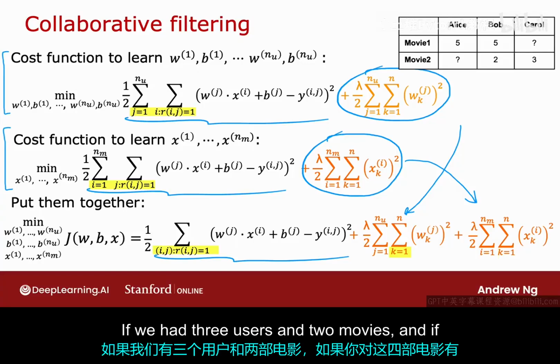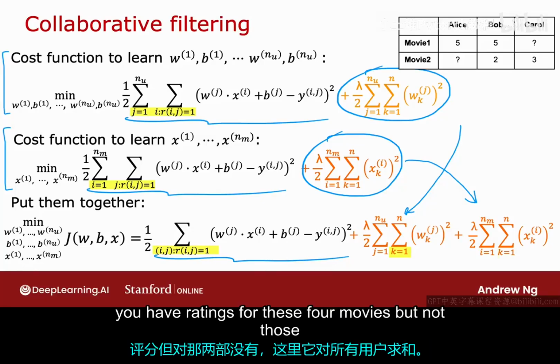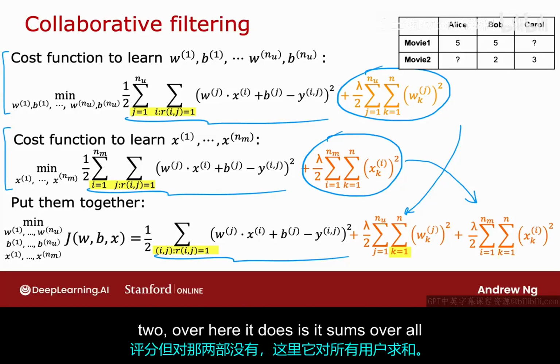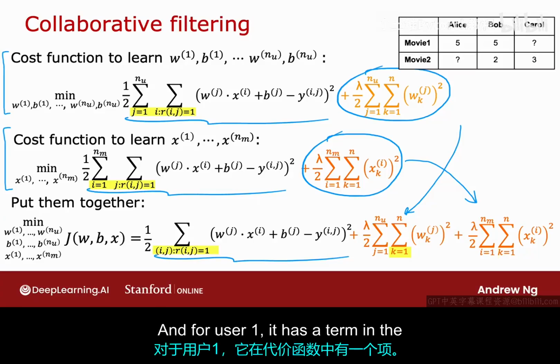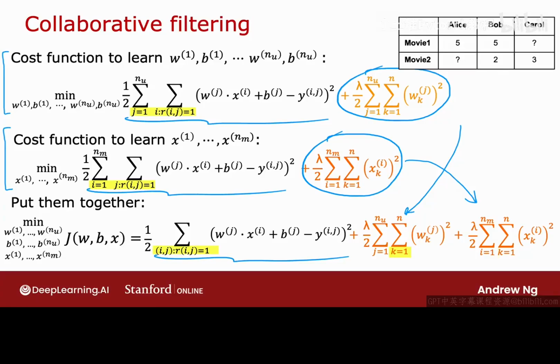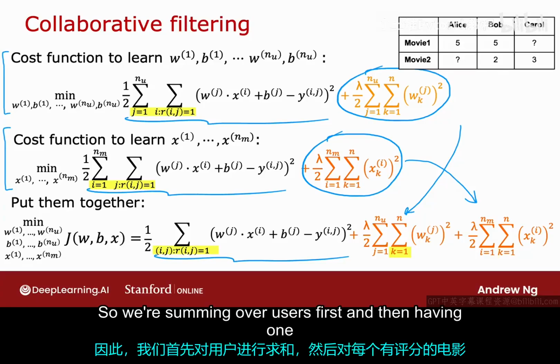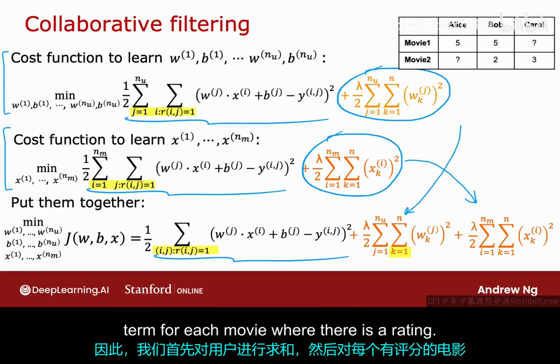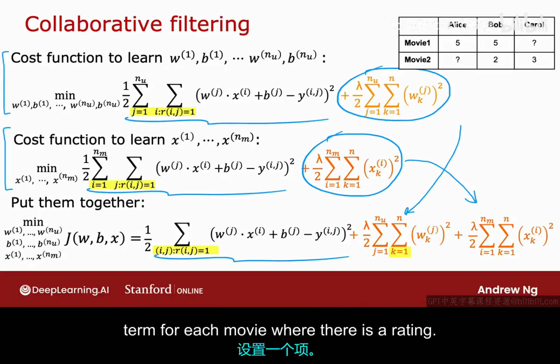If we had 3 users and 2 movies, and you have ratings for these 4 movies but not those 2, over here it sums over all the users. For user 1, it has determined the cost function for this. For user 2, it has determined the cost function for these. For user 3, it has determined the cost function for this. So we're summing over users first, and then having one term for each movie where there is a rating.